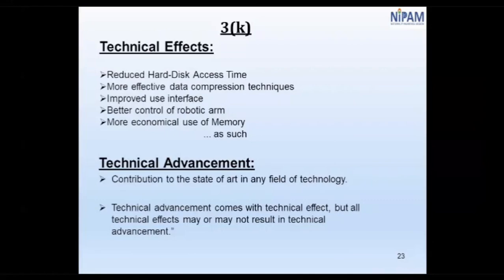It reduces the hard disk access time, brings a more effective data compression technique, and improves the user interface. It will bring better control of a robotic arm. It will bring more economical use of memory. If we see these effects, then we can give the patent for that computer program or algorithm. Technical advancement contributes to the state of the art in any field of technology.